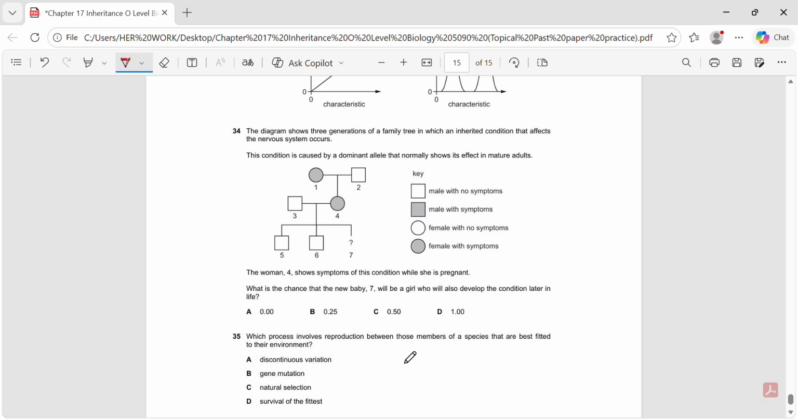The probability of the baby being a girl is also 50%. Since these are independent events, we multiply the probabilities. 1/2 multiplied by 1/2 gives 1/4, which is 0.25. So, the final answer is 0.25.